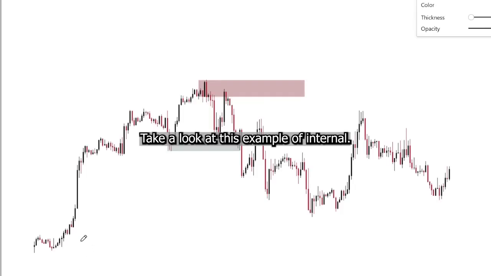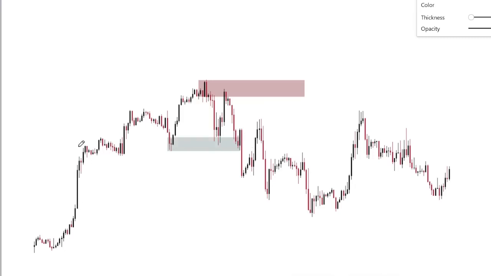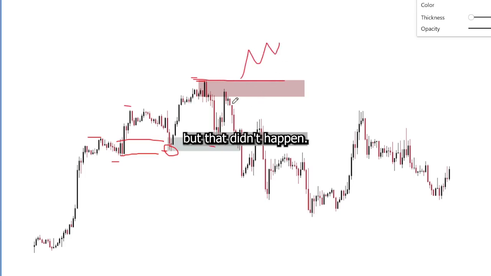Let's take a look at this example of internal to internal change of character. As you can see, price has been in a bullish trend right here, making higher highs and higher lows. And what you can see here is price reacting from the extreme of the range. At this rejection point, price reacted from the extreme of its previous range. And once price made this high and retraced low, price wanted to react from this level to continue this trend. So you were expecting this level to break and price to continue a bullish trend, but that didn't happen.